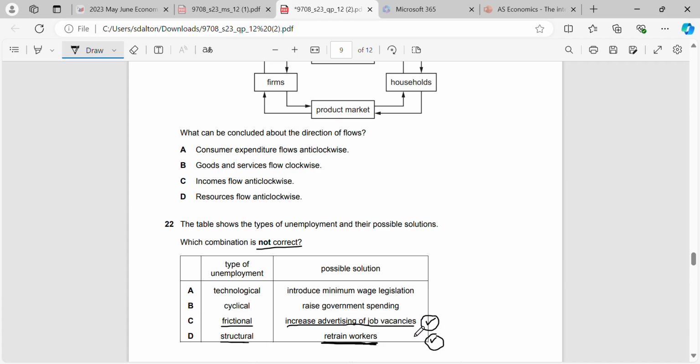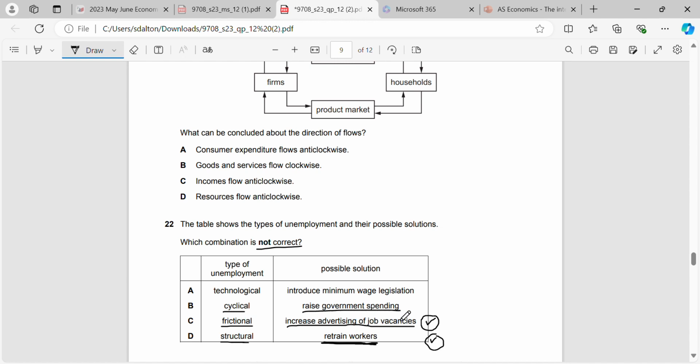What's that going to do? That's going to make people that are searching for work more likely to be able to find the information. It's kind of like a form of addressing information failure, essentially, right? So that will work. Cyclical unemployment is through a lack of AD.